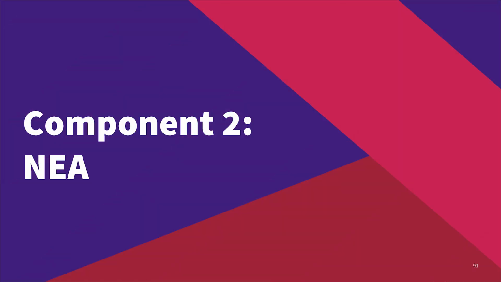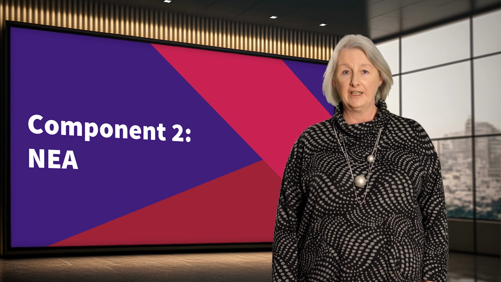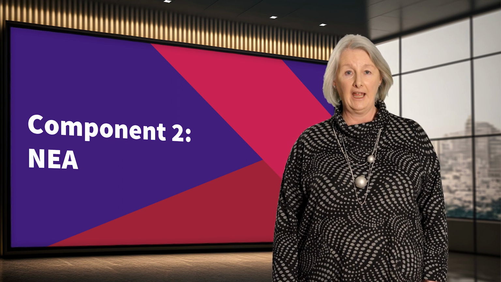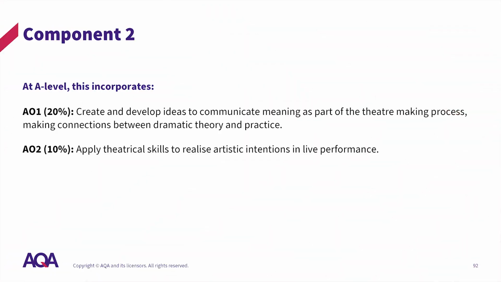Component 2, NEA. Let's briefly now look at another part of the A-level assessment, Component 2, the NEA, or non-examined assessment. This section of the course is worth 30% of the total grade and is focused upon AO1 and AO2, both of which are displayed on the screen. Students are required to create a devised performance which is assessed against Assessment Objective 2 and a working notebook which is assessed against Assessment Objective 1, hence the 20 marks awarded for Section 1 of the working notebook, Rationale and Research, and 20 marks being awarded for Section 2, Development and Refinement.